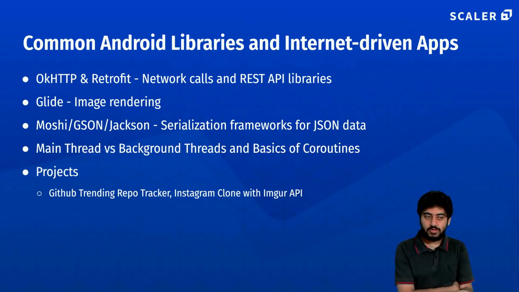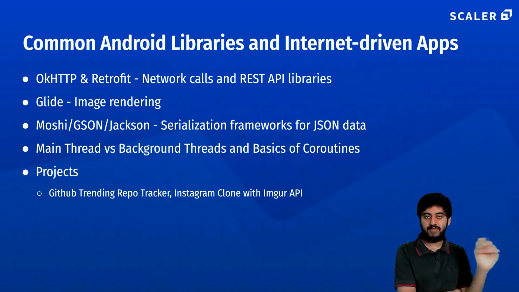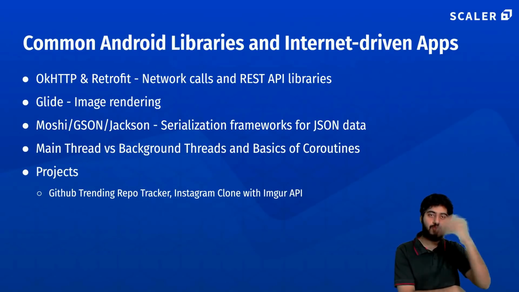Then serialization. When you're making API calls, the data usually comes in the form of JSON or XML. So we use something like Jackson, GSON, or Moshi to do the serialization work, like turning a JSON object into a Java object, and back as well. When you're sending data, a Java object has to be turned back into JSON.